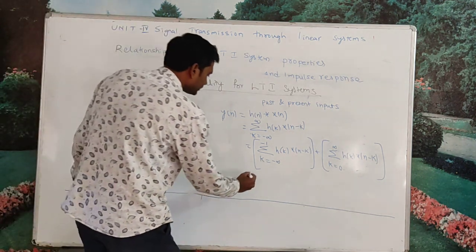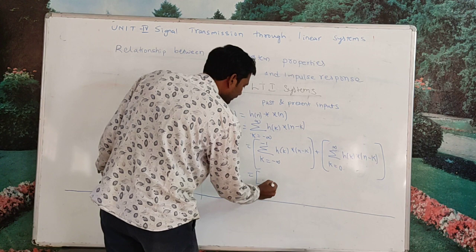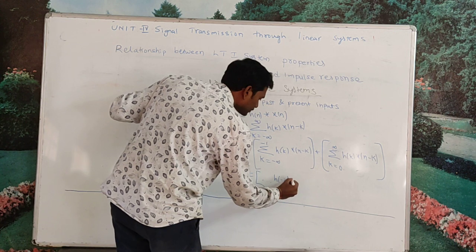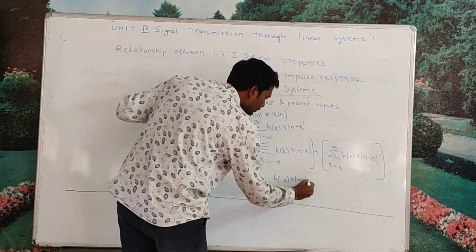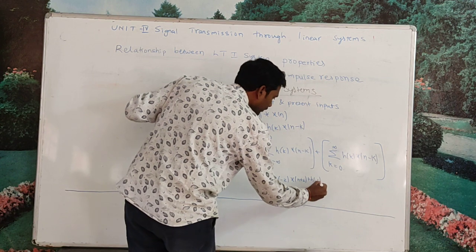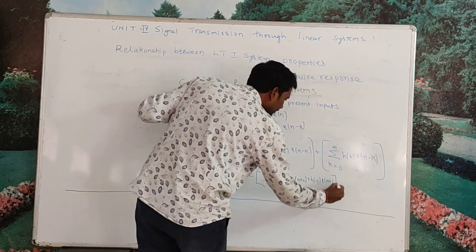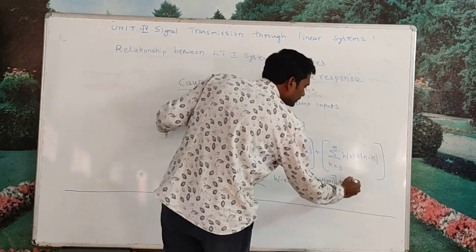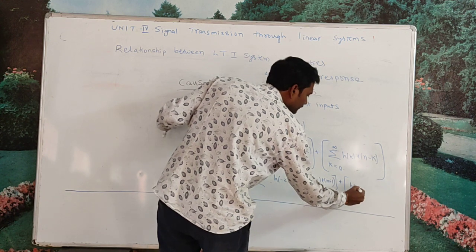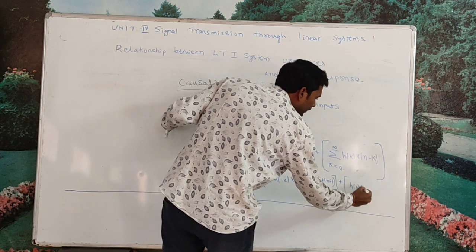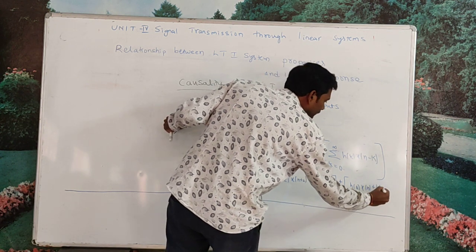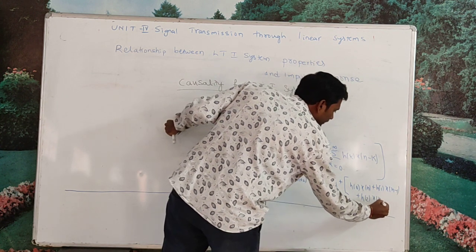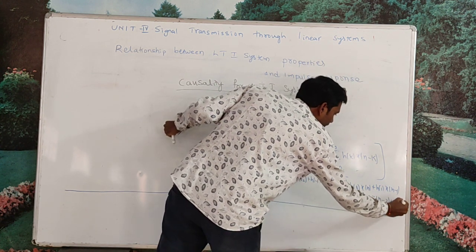Okay, so let me expand this. When we take k equals minus 2, that is h of minus 2 x of n plus 2, plus h of minus 1 x of n plus 1, and this is associated with this one, plus, and this can be written as h of 0 x of n plus h of 1 x of n minus 1 plus h of 2 x of n minus 2, and it goes on.